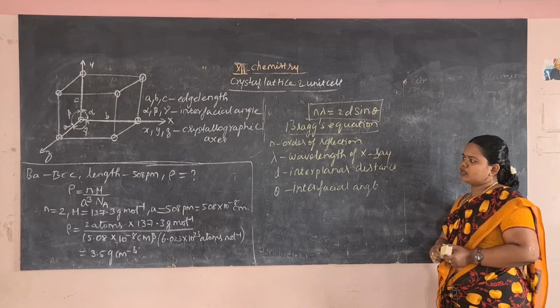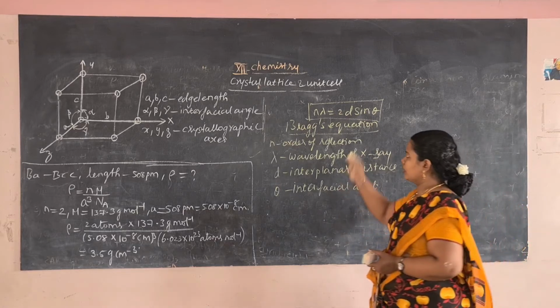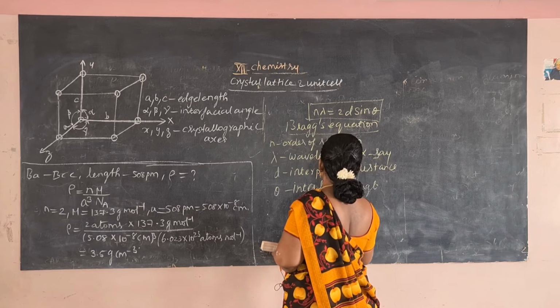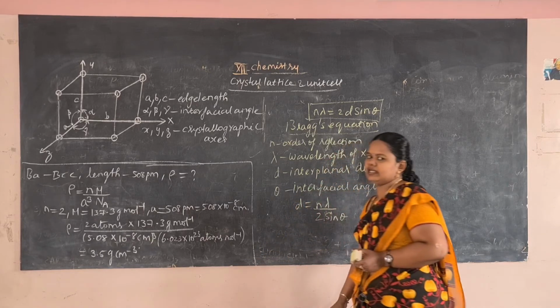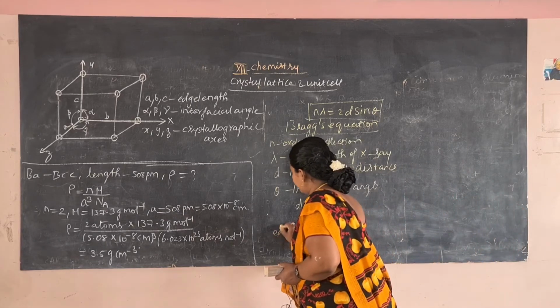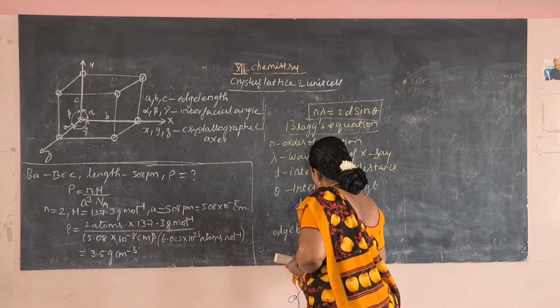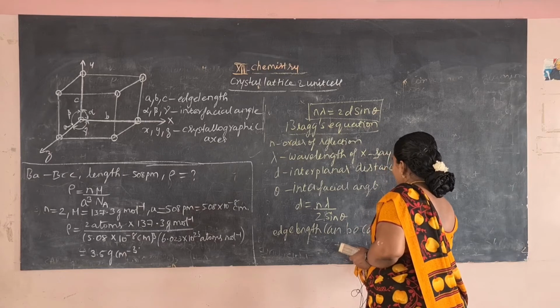And when you want to calculate the d, you can rearrange this equation as d is equal to n lambda by 2 sin theta. So this is how you can calculate d. And when you calculate d, from this the edge length can be calculated. That is a, b, c can be calculated. So this is a very, very important equation.